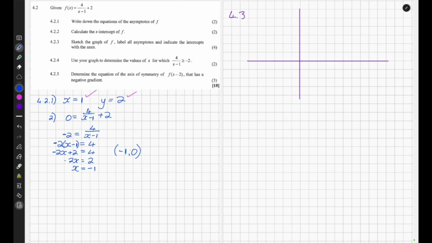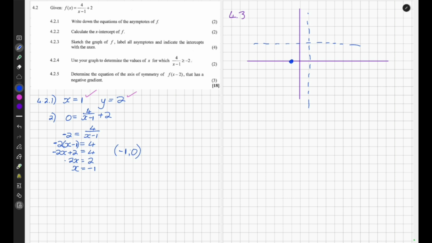Question 4.2.3, sketch the graph of f, label all asymptotes, and indicate the intercepts with the axes. So we can use the info we already got. We know that the asymptotes will be when x is equal to positive 1, so I can make an asymptote there, and then when y is equal to positive 2. So there we go. And I can put in my x-intercept as minus 1. Perfect. And now I can check the a value of this graph. The a value of this graph is a positive 4. So I know my graph is going to be in quadrant 1 and quadrant 3.